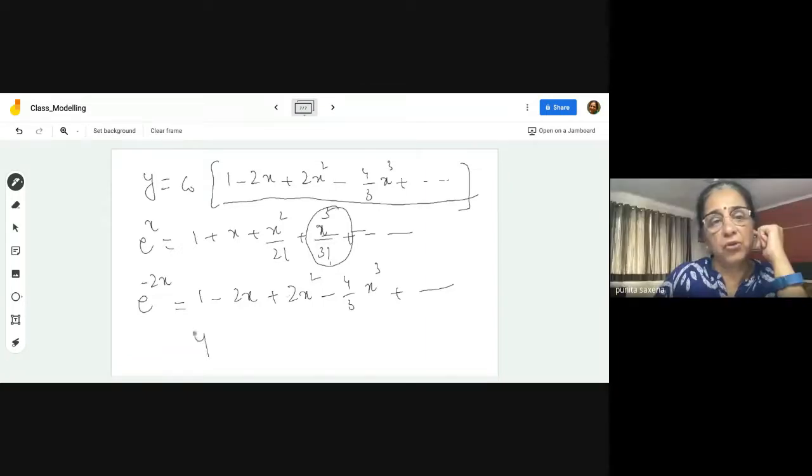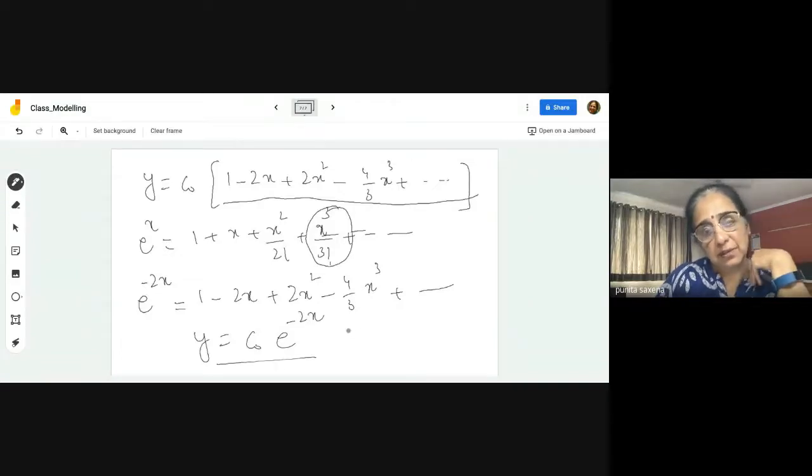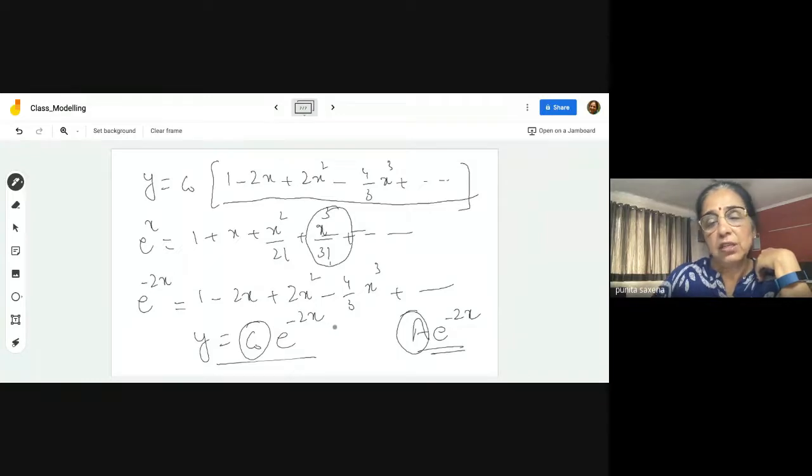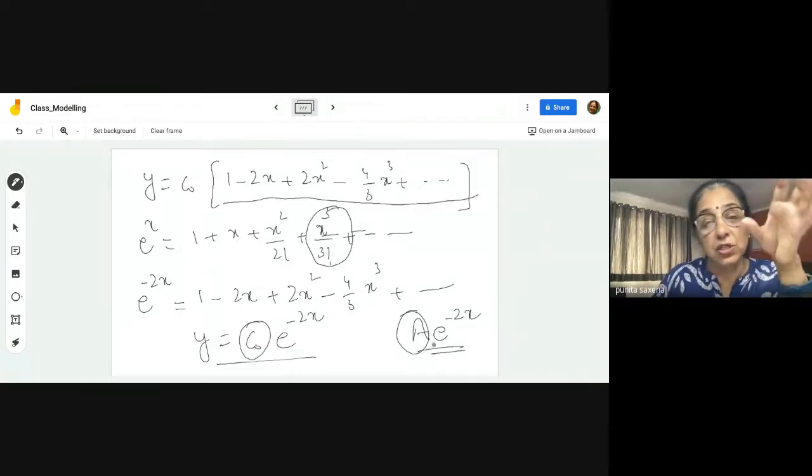So basically what you have got is y is equal to c naught e to the power minus 2x. And this was the solution. We also obtained this from the variable separable form, a e to the power minus 2x. So instead of a, we have c naught. It's an arbitrary constant. This was a case where we could find the solution anyway, so that's why we started with this kind of example.